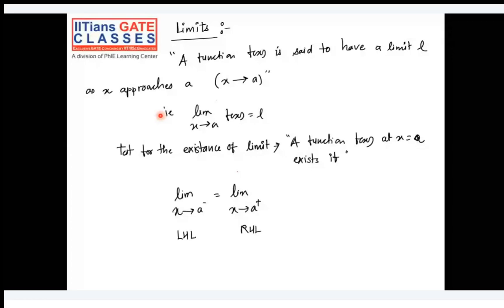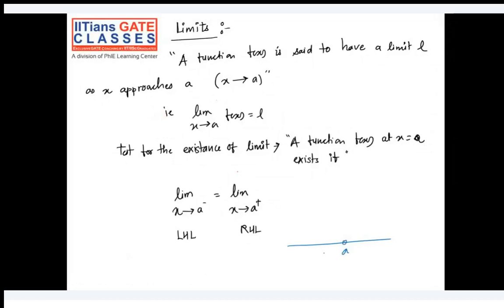If you are calculating the limit from the left hand side, let me explain through a simple figure. Suppose this is your point of interest A. If you approach A from the negative side, x tends to A from the negative side, or if you approach A from the positive side, x tends to A from the positive side, like this you can write. This is the left hand limit and right hand limit. If both of them are the same, then you can say the limit exists, or the function exists at point x is equal to a. Clear?